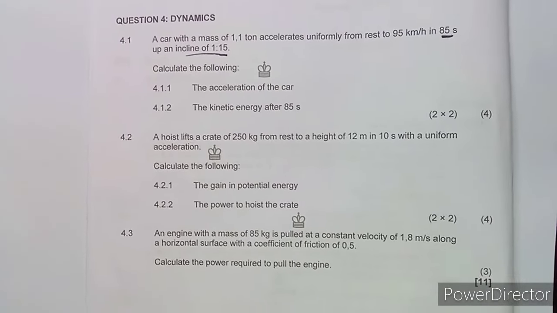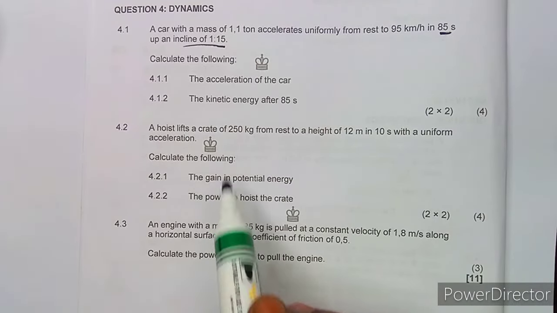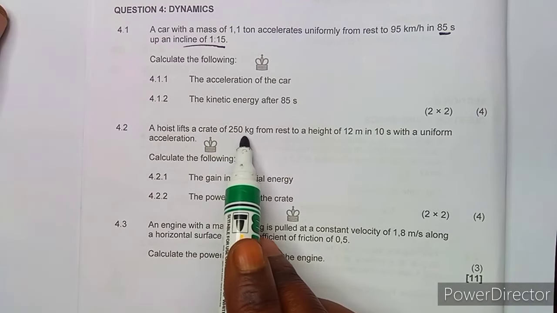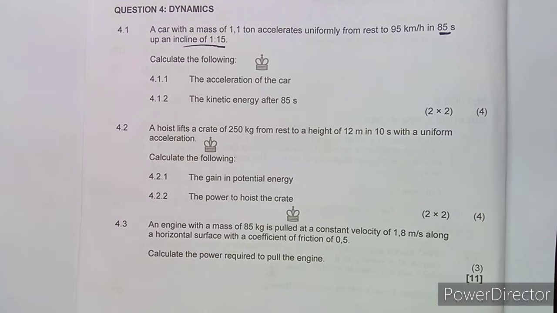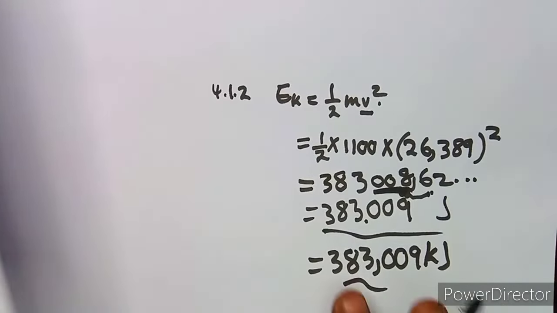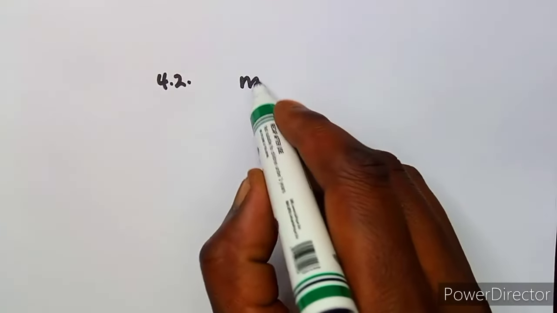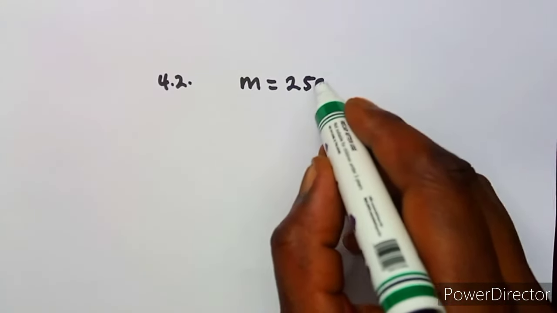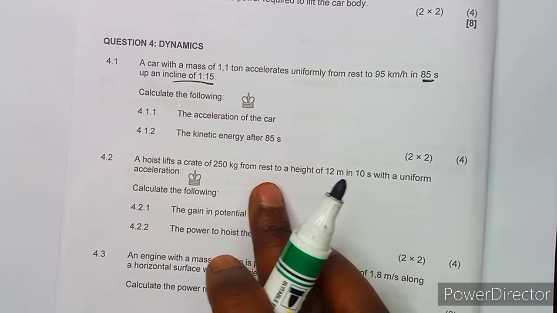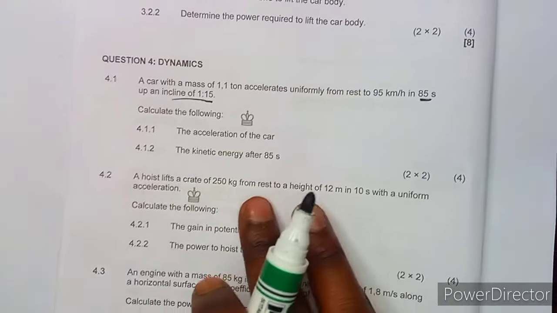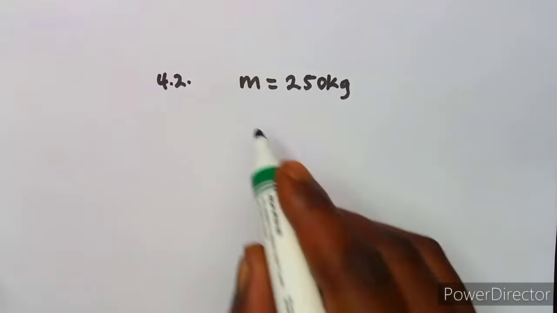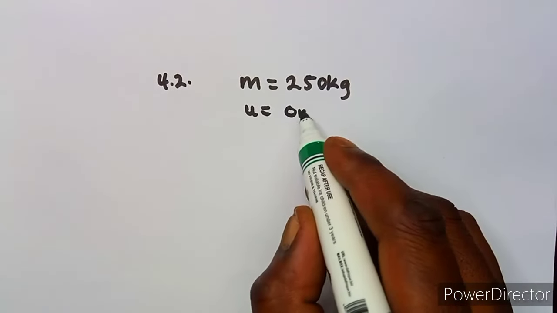Then on 4.2, you were given a hoist lift, a crate of 250 kgs from rest. Take note, guys, always try by all means to use the information that you're given. So this is 4.2, the information of 4.2. What are we given? We have got the mass of 250 kgs. It's from rest, which means just like this one, the initial velocity is 0 meters per second.